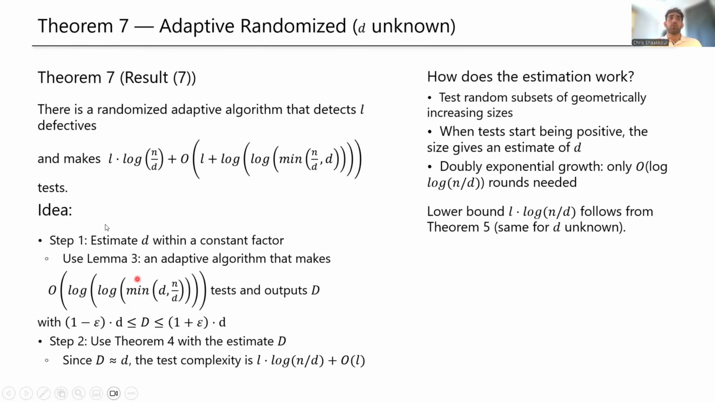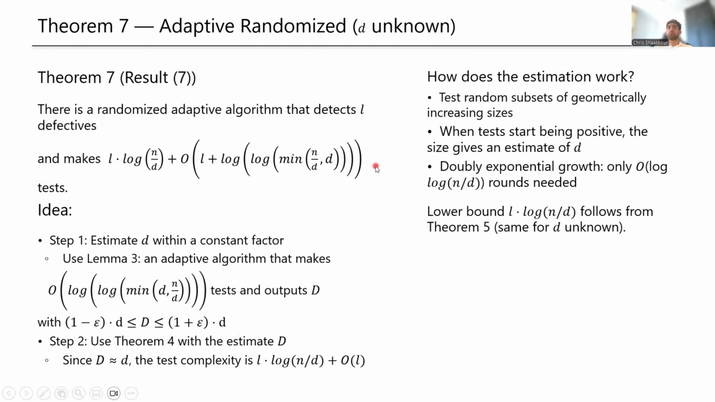So using this lemma, we can use theorem number 4 with the same estimate D, since D is approximately equal to D because epsilon is usually very small, and we know that we have bounded big number D in between plus or minus D. So we can use theorem number 4 to prove theorem number 7. Theorem number 4 is the adaptive randomized upper bound of D is unknown algorithm, and plug it directly into the upper bound and get the L times log n divided by D plus O of L.